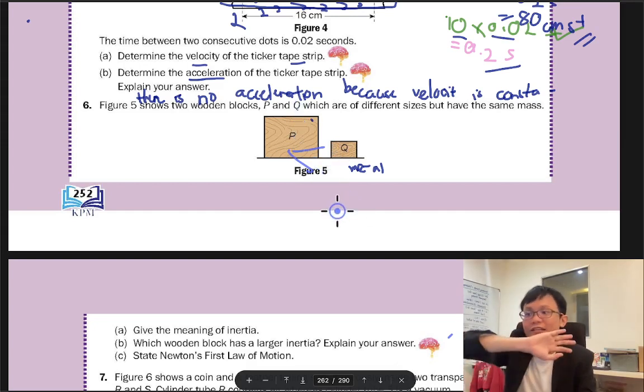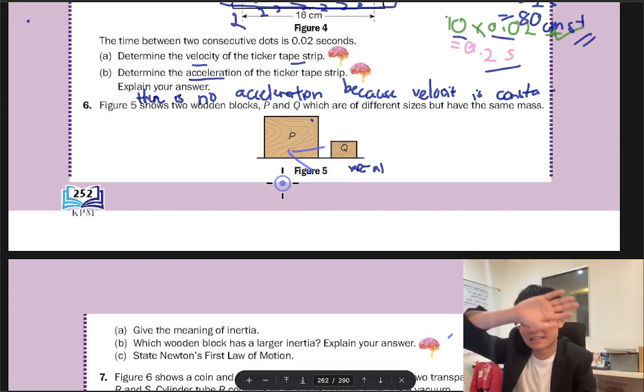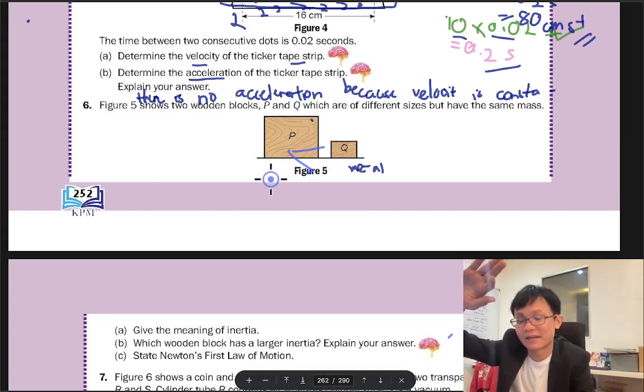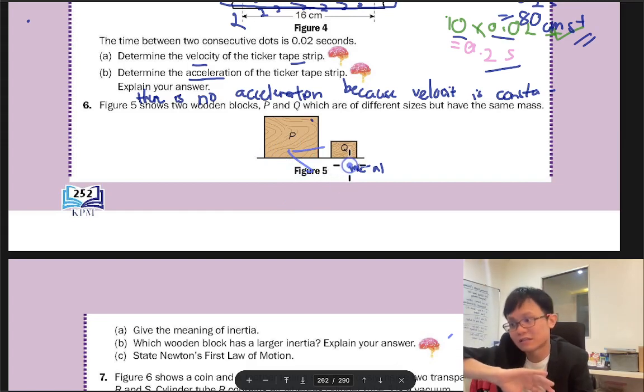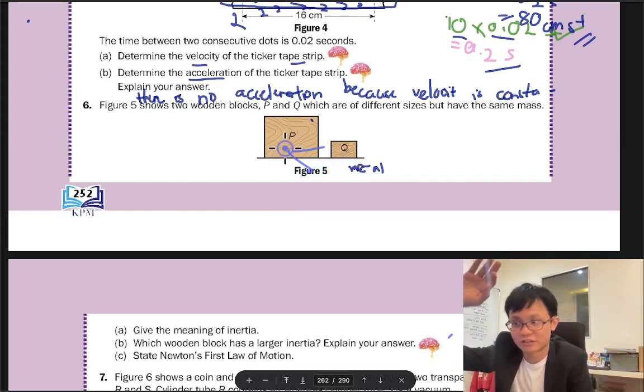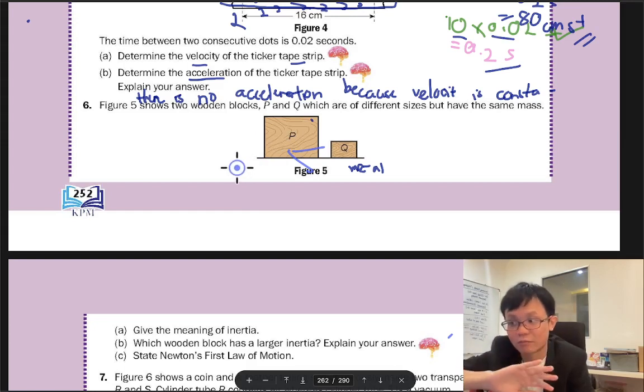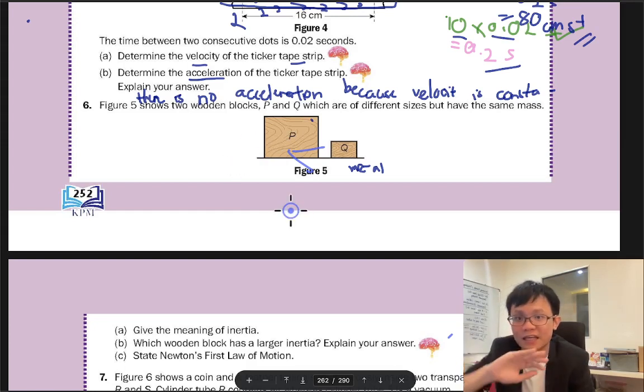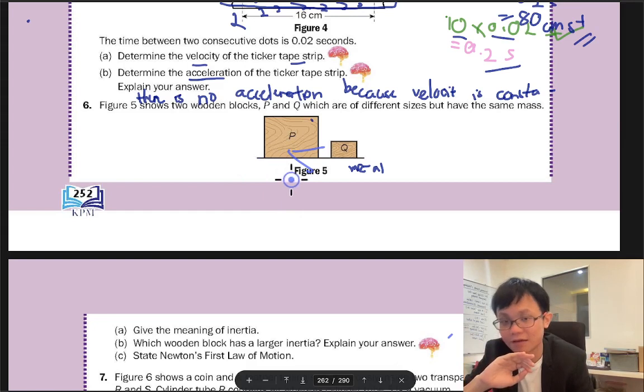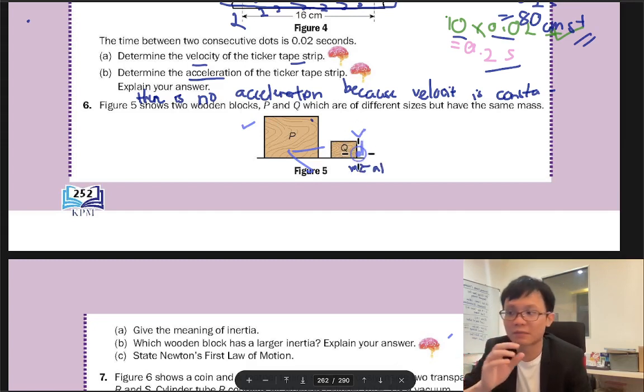So the energy for you to resist the change is the same. You still block the same energy. You don't say that P I use more energy, Q I use less energy. It's the same energy that you block. But if I say which one is more pain, then of course Q is more pain, not P, because the surface area is smaller. This one we haven't learned now, but I just talked a bit lah.